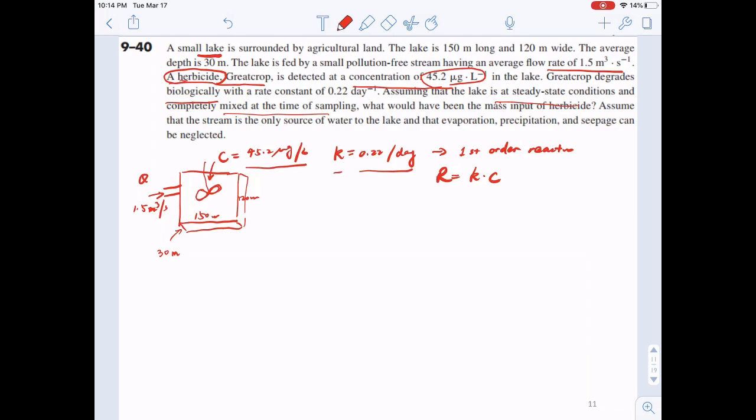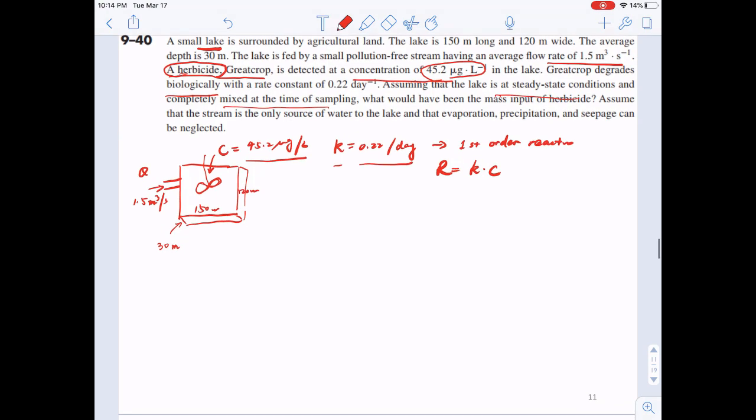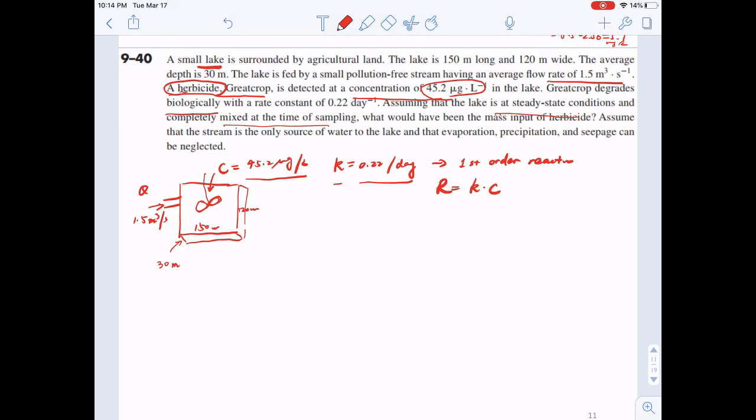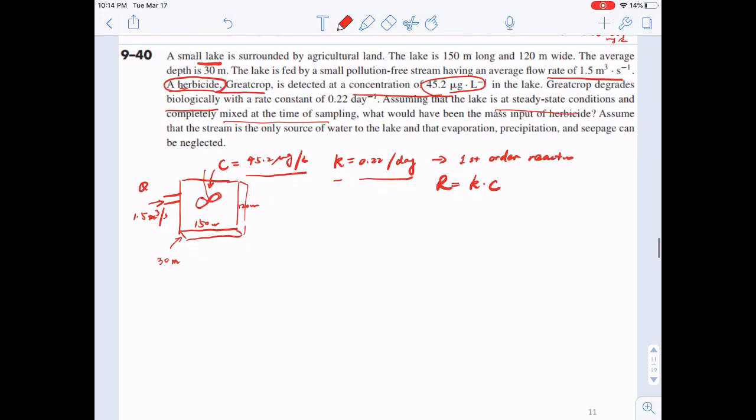So theoretically, if there's no input of this chemical, then the concentration should decrease exponentially. But we're seeing that this concentration is constantly being detected. And what this basically means is that there is a mass input of this chemical in the water, right? Of this herbicide in water. And as I have already shown, the problem is surrounded by this agricultural land. So what happens is that the agricultural land is actually dumping these herbicides into the water. So the problem wants us to solve what is the mass input of the herbicide in the water, okay?